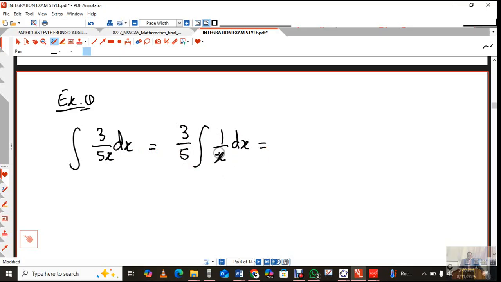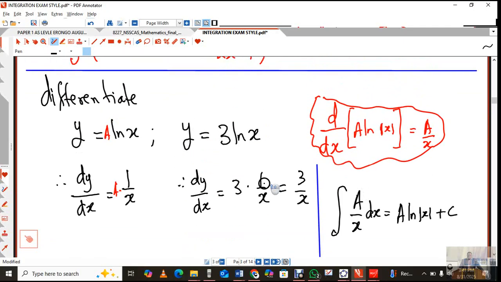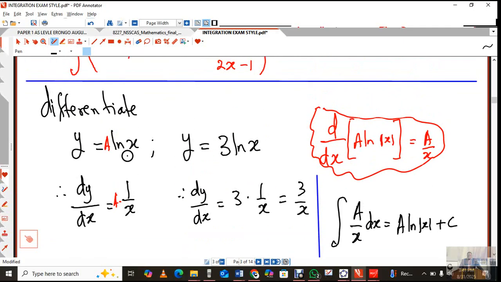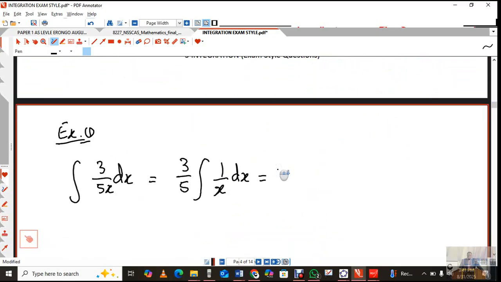And what is the integral of 1 over x? Going back to differentiation, we have 1 over x, that is the derivative of the natural log of x. So it's going to be that constant, which is 3 over 5, times the natural log. I'm going to put it in these modulus bars because that value there cannot be negative. And then obviously plus the constant of integration. That is how you do it, without having too much of a problem.